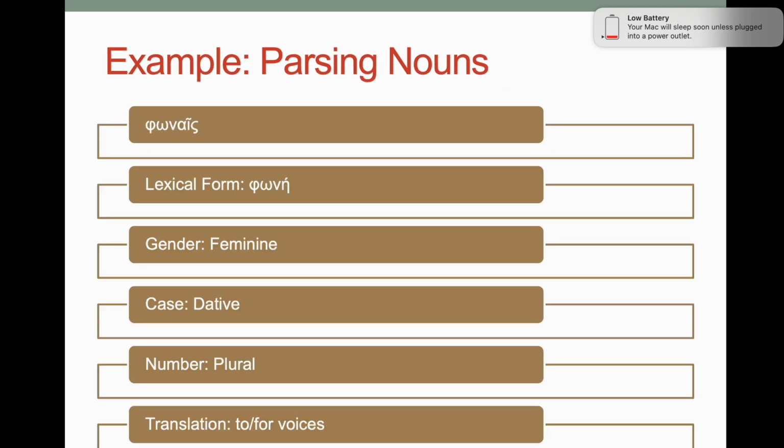Let's look at this word, phonais. It's from the word phone. That's its dictionary form, lexical form. Phonais. It's a feminine noun. It's dative plural. So this is the dative plural ending that we find on the end of phone. And the translation of this would be to or for voices. So notice I've shown the dative idea with the to or the for, and the plural idea is with the s on the end, voices. I've made it plural, to or for voices.